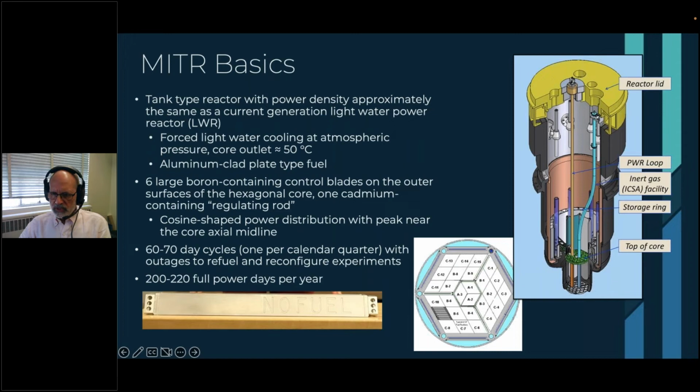And if you look at the picture on the right hand side there, you see a couple of our typical in-core experiments in place in the reactor. One is the water loop, which goes in through the reactor lid. Another one is the inert gas facility, which goes in and terminates underneath the reactor lid with any necessary instrumentation leads, and so on, going out through the reactor core tank wall above the water level in the reactor. So again, these are pretty similar to some of the experiments that you've seen described in the other reactors.